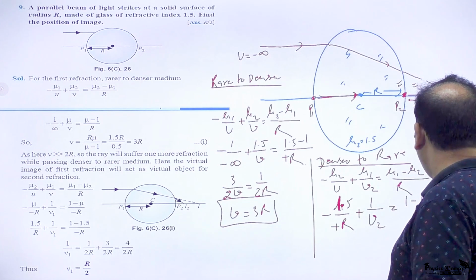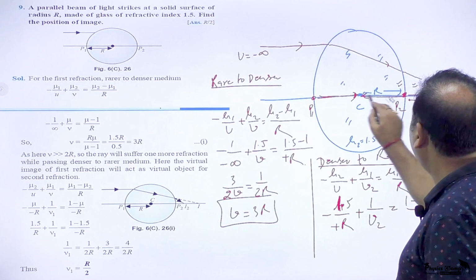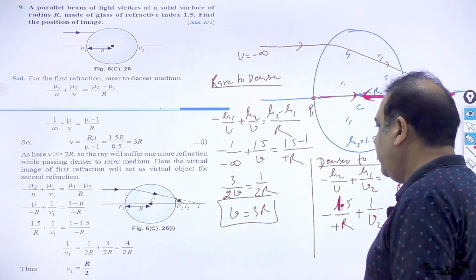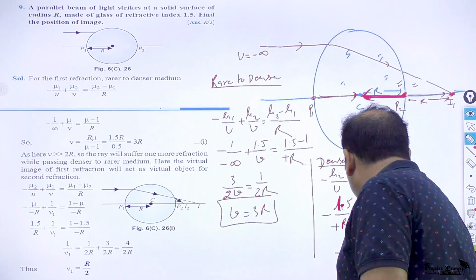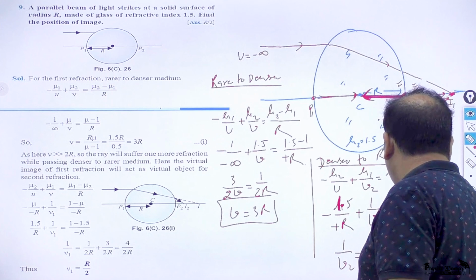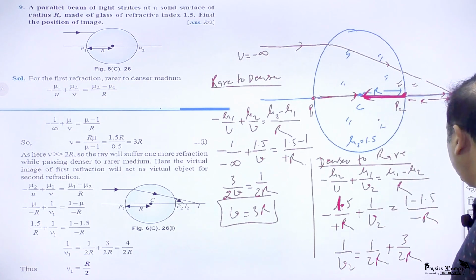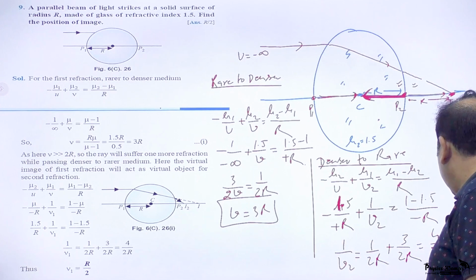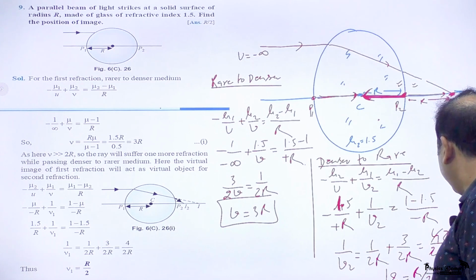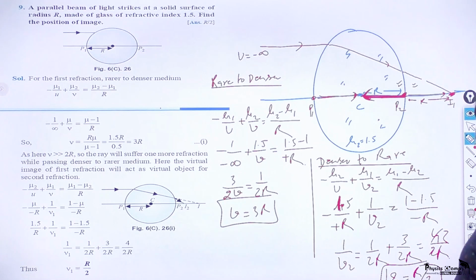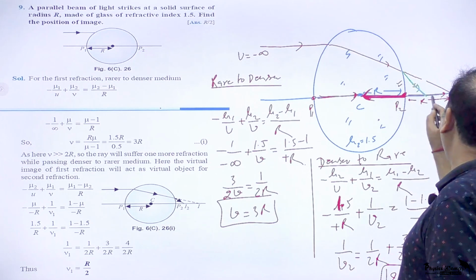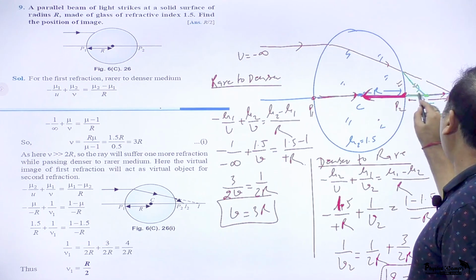1 minus 1.5. And the radius of curvature this time, from pole P2 to center of curvature, is opposite to the incident ray, so it is minus r. So you get 1 by V2 is equal to 1 by 2r plus 3 by 2r. So I get 4 by 2r, and V2 will be r by 2. So the final image you will get here is at r by 2, not at r. The final image will be obtained at r/2.